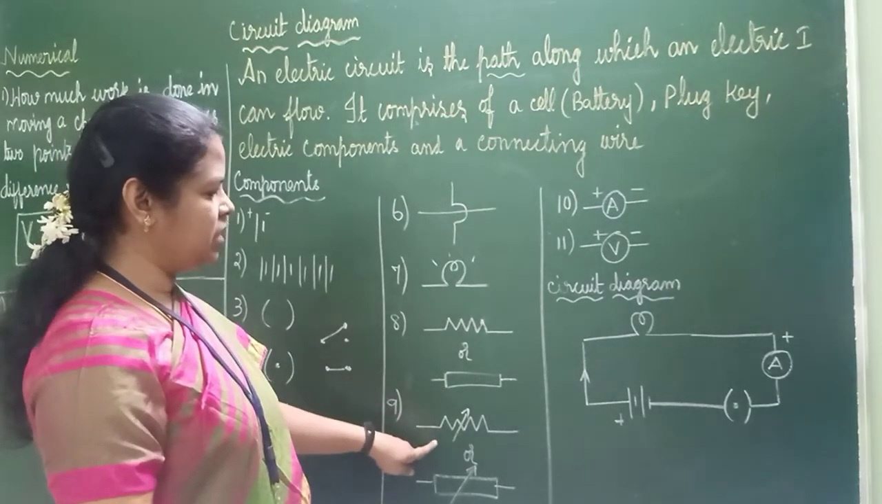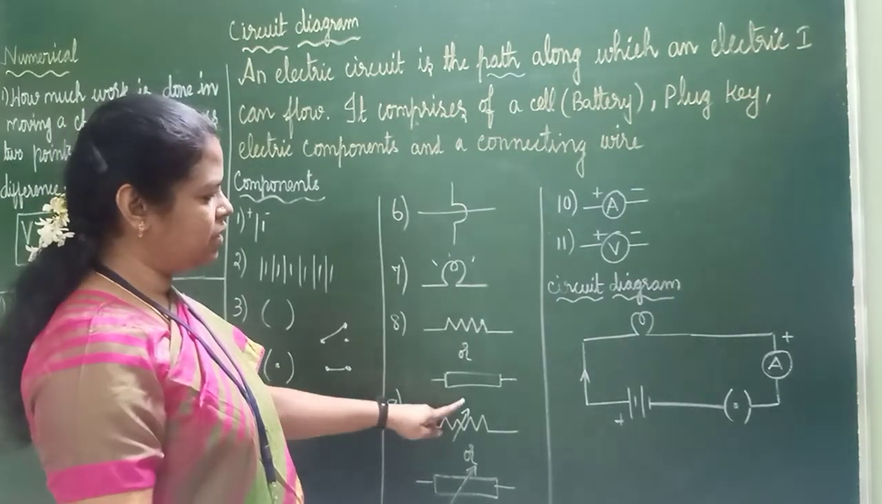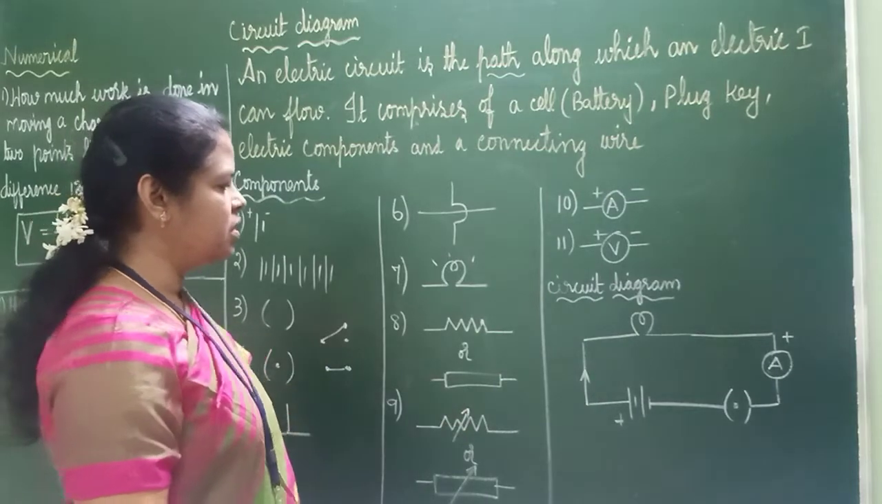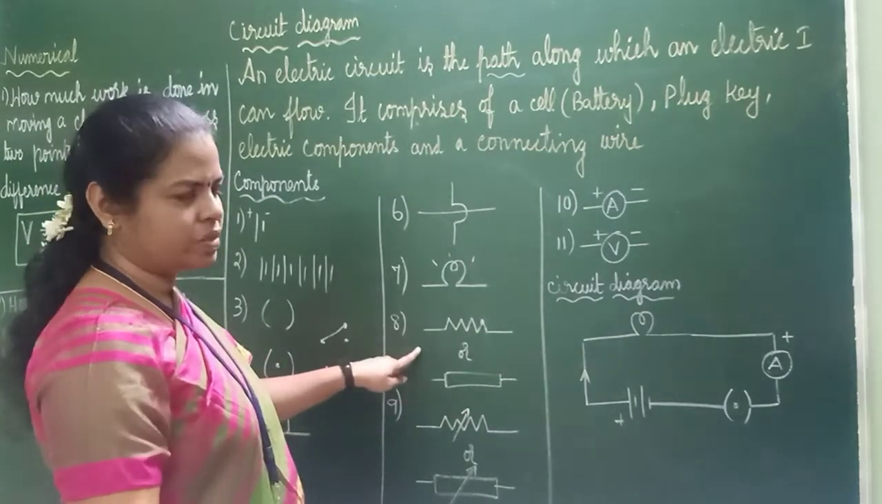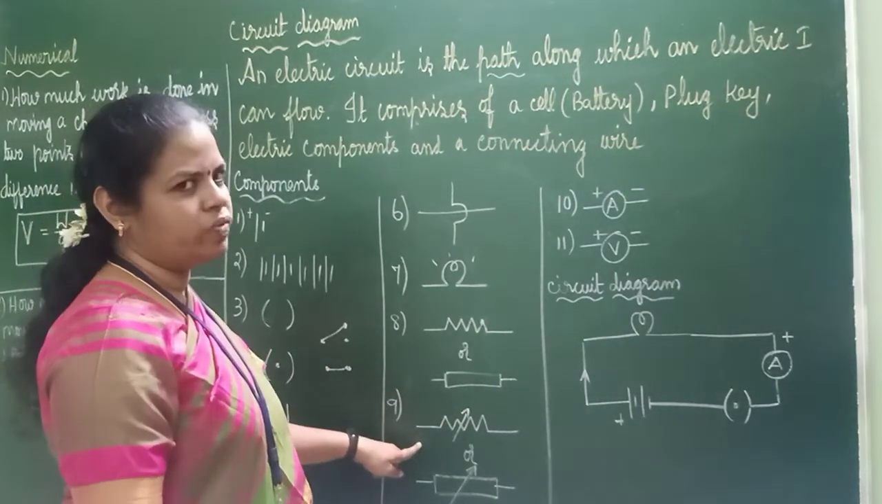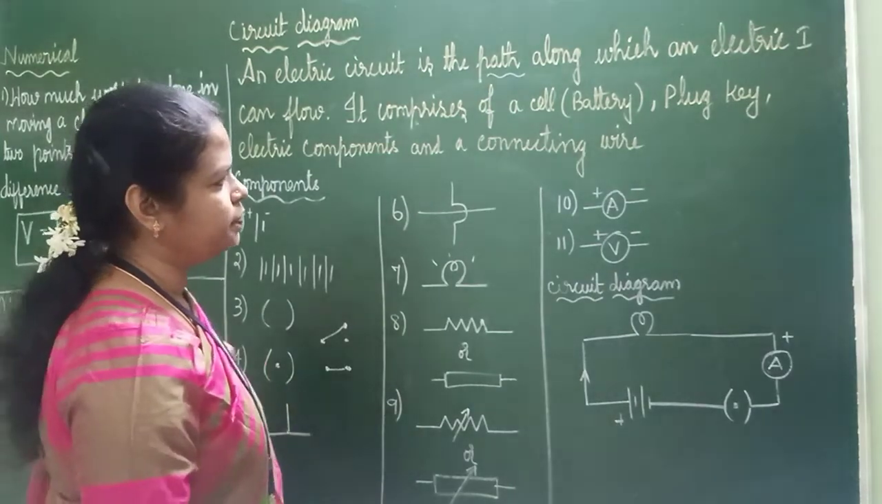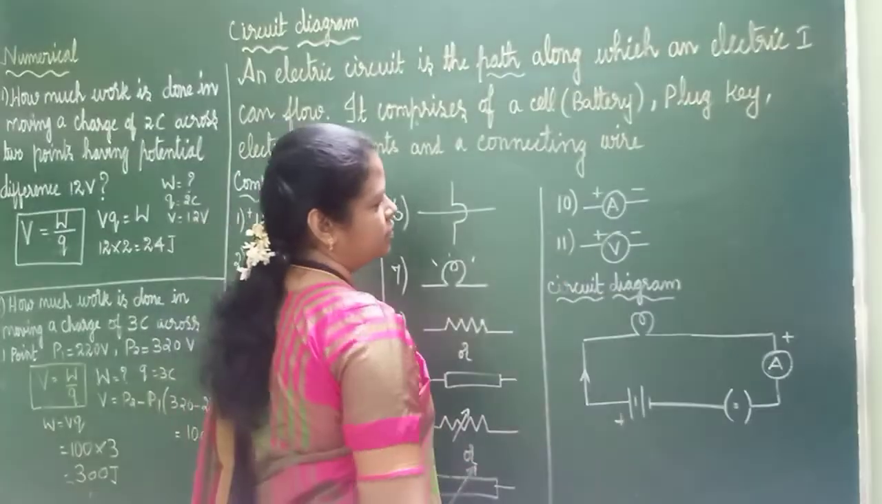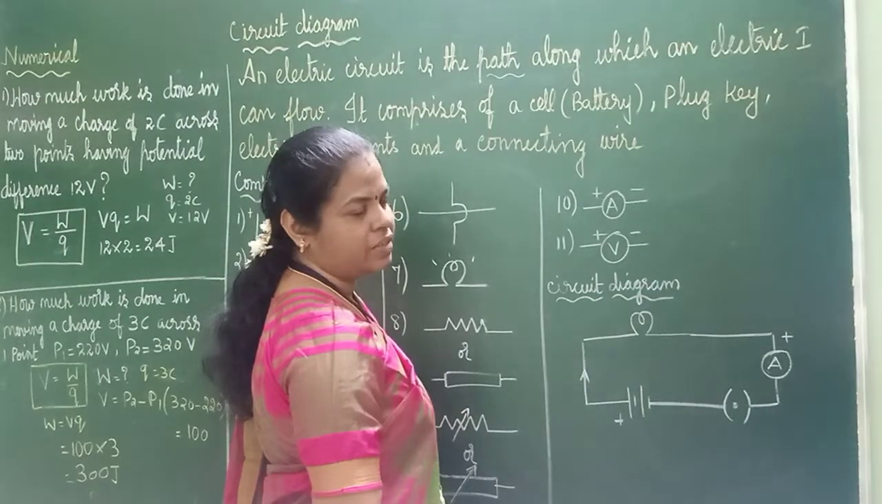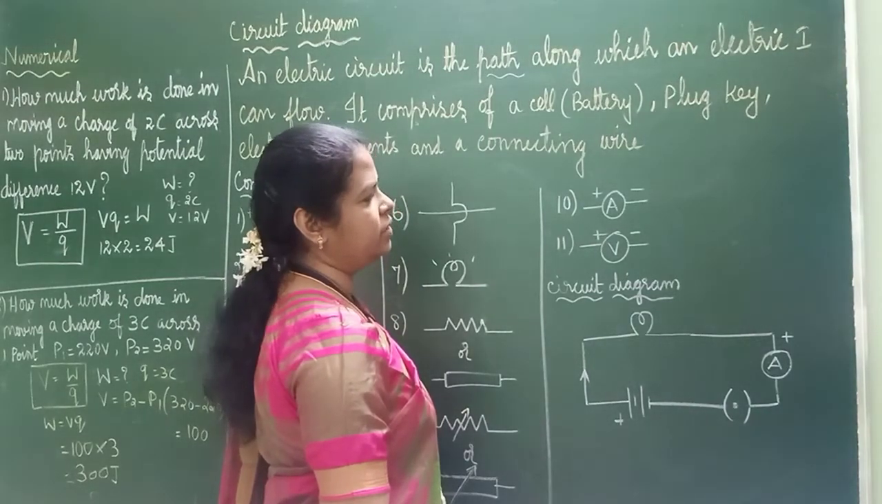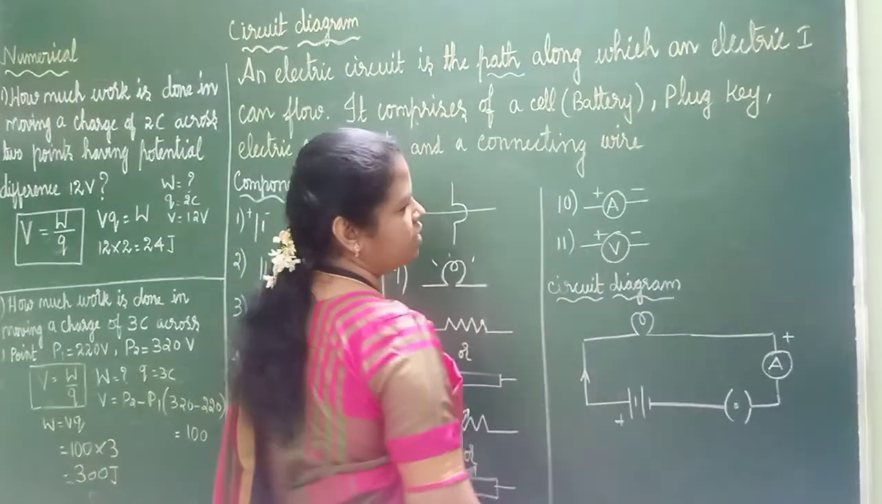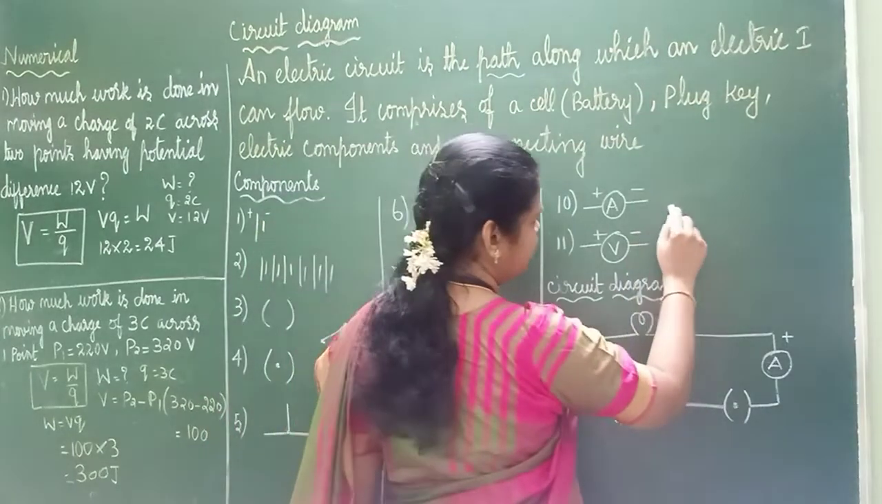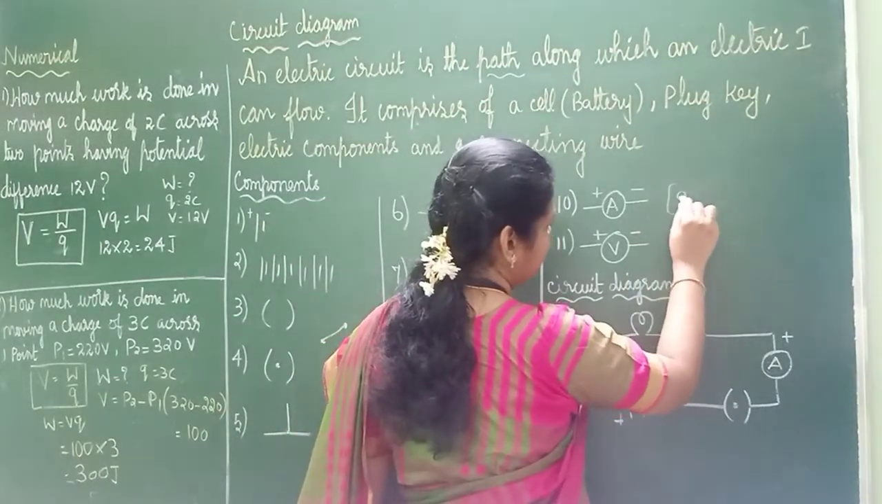This is a rheostat or variable resistor. I have shown you just how it is. What is the use of this? This will resist. We will study what its work is. We will also study what the rheostat's work is. What is the ammeter's work? It will measure current, and it is always connected in series.